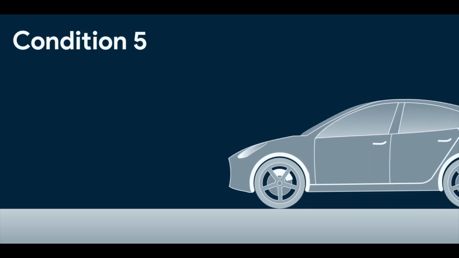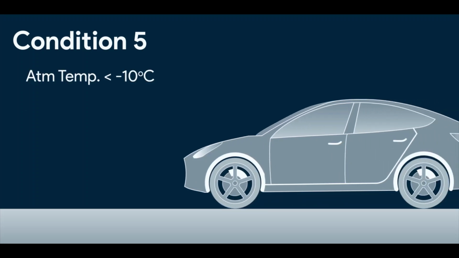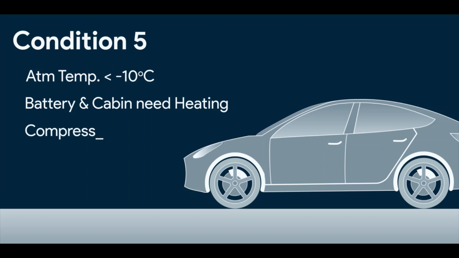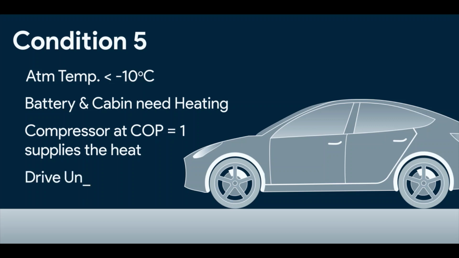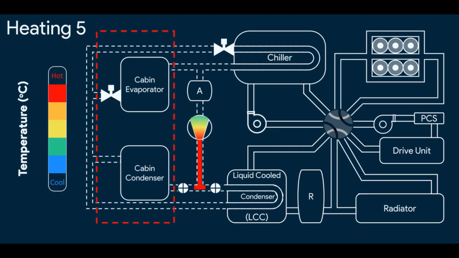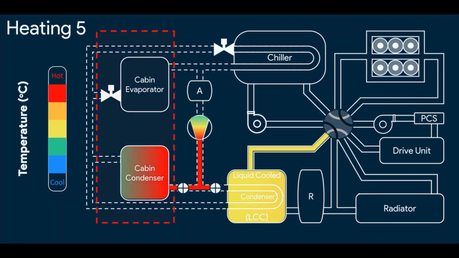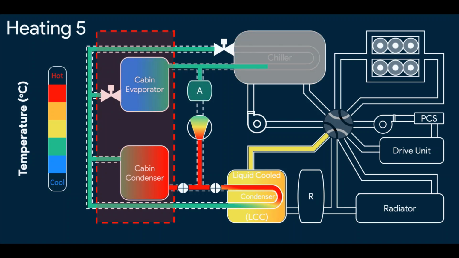The fifth condition is when the atmosphere is below -10 degrees Celsius and the battery and cabin both need heating. Here the compressor again works at 1 COP, similar to the earlier mode, but now it supplies heat to both cabin and battery. If the motors are warm enough, then they also supplement the heating of the batteries. After compression, some amount of refrigerant goes to the cabin for heating and some goes to the LCC. On the cabin heating side, it is the same as earlier, but heating is slower.